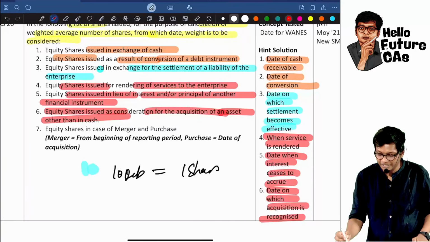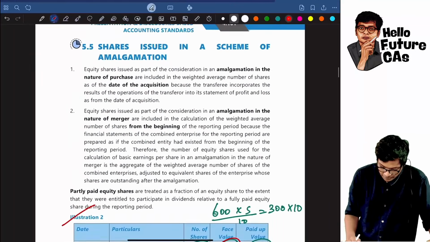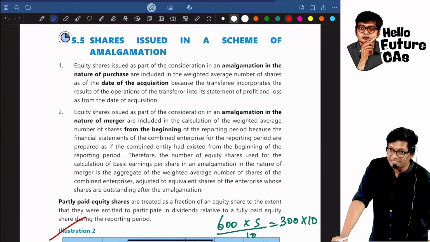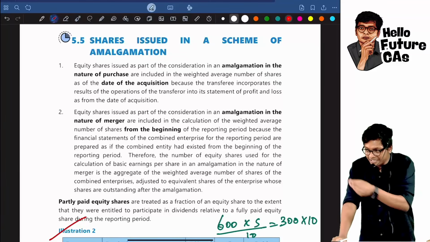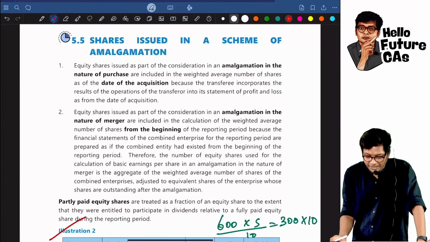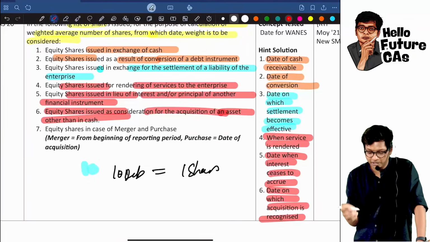Are you following, guys? Then in the study material itself, you have one question for merger. Look at this: shares issued in a scheme of amalgamation. Don't think, sir, you are teaching out of syllabus to scare us. It is there in the study material. For amalgamation, what should I do if shares are issued and a question comes?